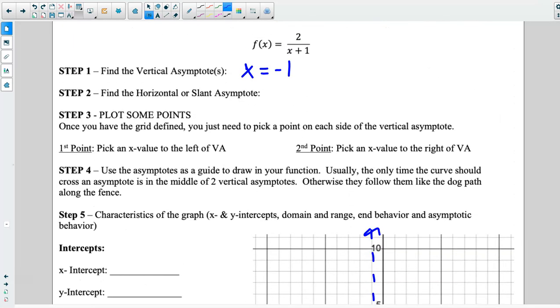Okay, horizontal. I look at degrees. So I am looking at the exponent for the x's. Do I have any x's on top? No. Do I have an x on the bottom? Yes. What's the degree of the bottom? 1. So I have what is considered the case small divided by big, which means that y equals 0. So we go ahead and we take a dashed line and go straight across at 0.